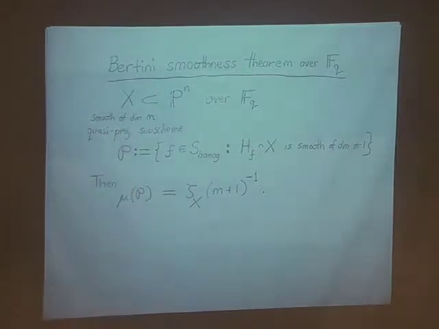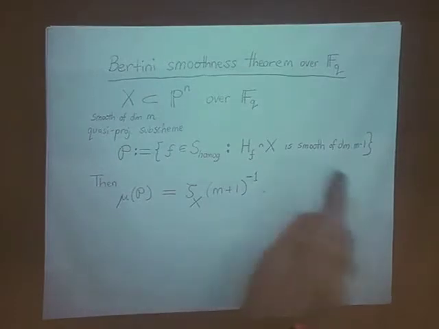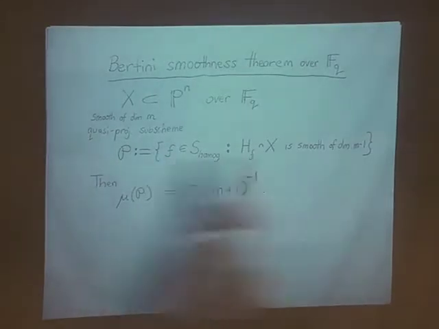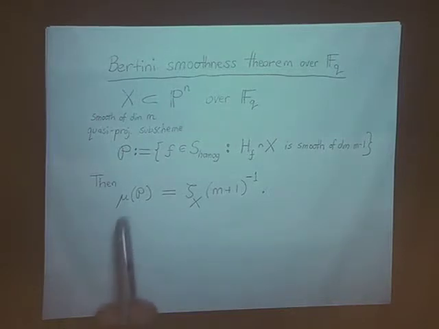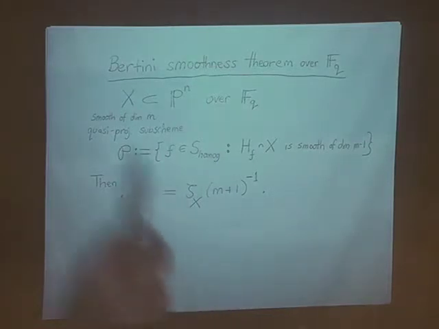What we're going to do is cut X with hypersurfaces in Pn, and we'll want to count which of those intersections are also smooth, of dimension one less. Some homogeneous polynomials F will define a hypersurface that cuts X in a smooth subscheme, and others won't. We want to know the density of the good ones. The answer I claimed last time is that the density of the set of good Fs is given by a special value of a zeta function: the inverse of the zeta function of X evaluated at s equals M plus 1, where M was the dimension of X.